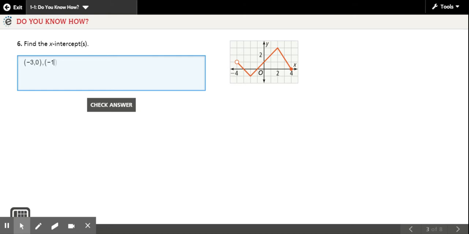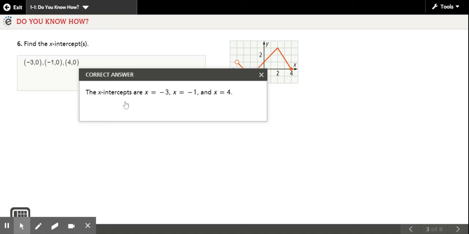-1, 0. And 4, 0. They gave them just as the values. Totally fine. Again, when we get to the practice, personally, I don't care if it was paper and pencil.